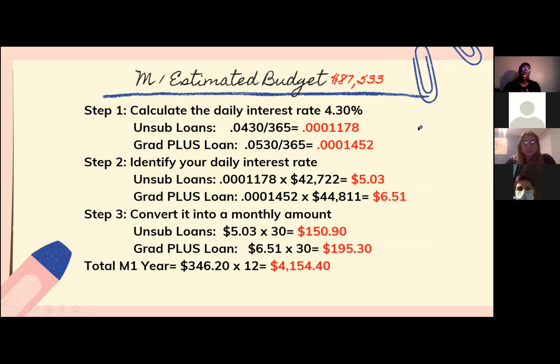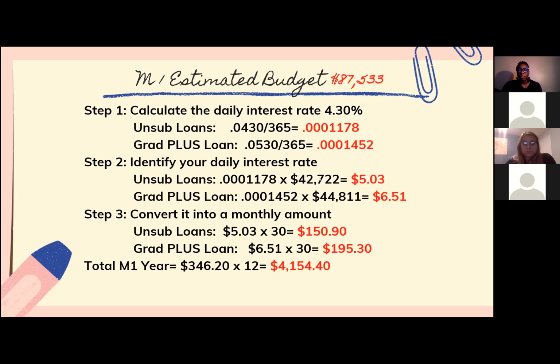So here, let me just explain the differences, because what I did here was break down the interest for your whole program. So I had an M1, M2, M3, M4 budget. And you have the estimated budget here, and this thing here is blocking me. The estimated budget here is $87,533. So your estimated budget is different for each year, just as the interest rate will be different for each of the years of your program as well.